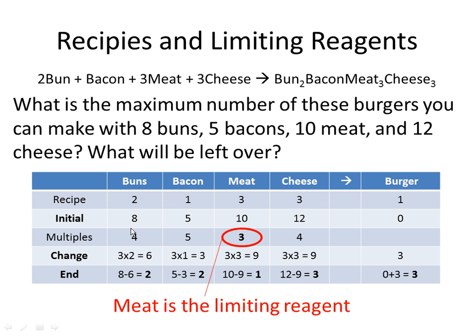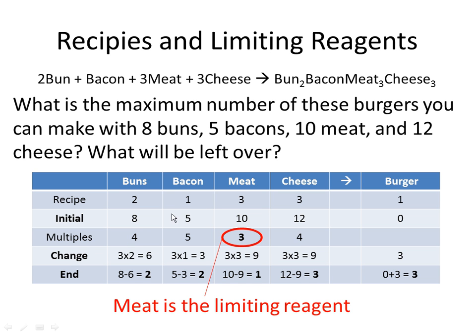What you could do is say, well, okay, if I start with this inventory of 8 buns, 5 bacons, 10 meats, and 12 cheeses, you could ask yourself, what scale could you do this recipe on? If you had, just thinking about the buns, 8 buns, that means you could actually, based on the buns, do this recipe on a scale of 4 times, right? Because if none of the other ingredients were an issue, you could do this 4 times over. Because each time you do it, it takes 2 buns.